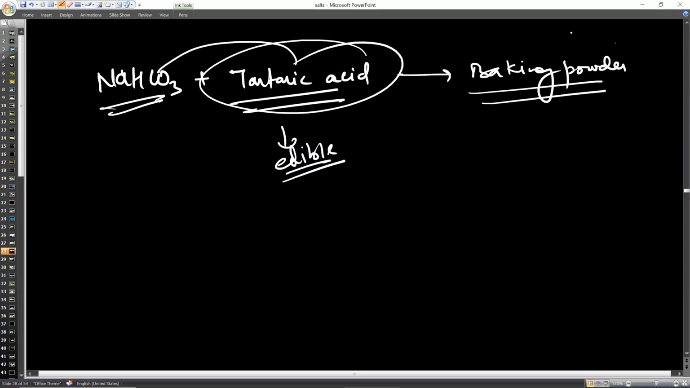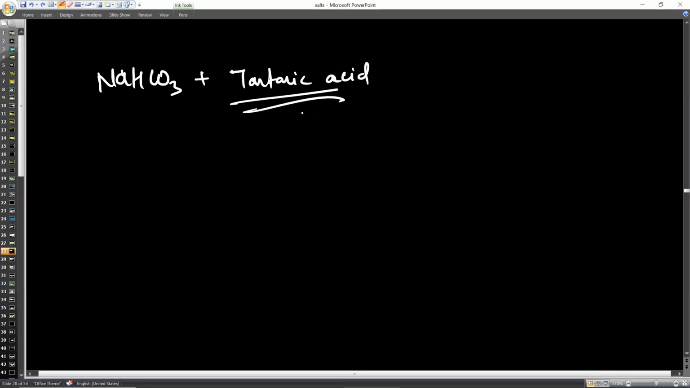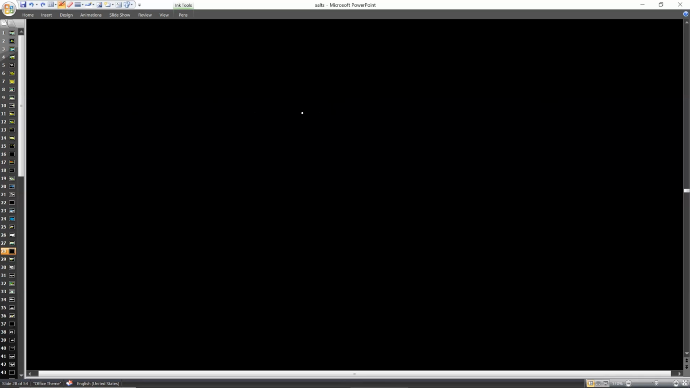So the question comes, why are we mixing these edible acids? Why are we adding tartaric acid to the baking soda? What is the role of tartaric acid, or edible acid?